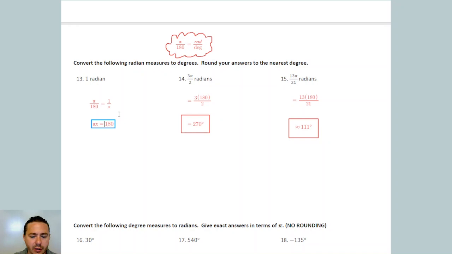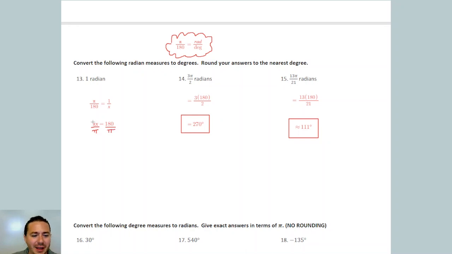And I don't know, do you need me to write 1 times? I don't think that's really necessary. Hopefully you can see what's going on there. And then what I want to do is divide both sides by pi. So I'm going to divide that side by pi, I'm going to divide that side by pi, do a little handwritten work here. Or mouse written work, I guess.